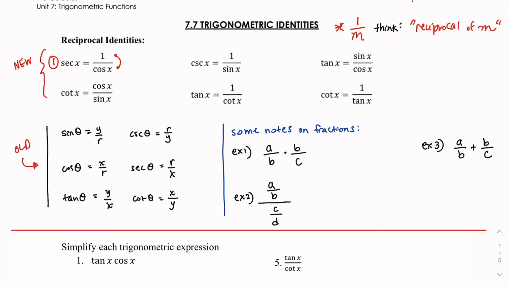We're just saying that secant is the reciprocal of cosine x. And indeed, we know that's true. We can confirm it based on our old rules. If cosine's x over r, secant is r over x, so it truly is the reciprocal. Okay, so that's all that this is saying.